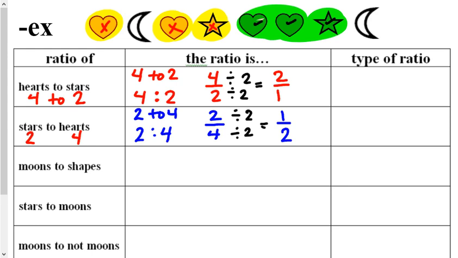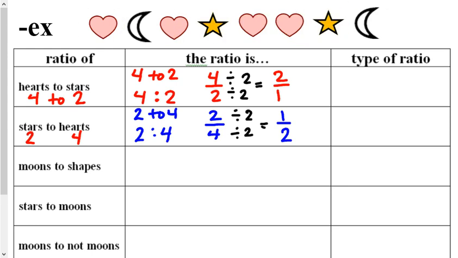Okay, let's talk about our next one that says the ratio of moons to shapes. So if I want to look at the ratio of moons to shapes, how many moons are there? Well, there are two moons. So when I look at this, I'm going to write that there are 2 moons. And how many shapes are there? There are actually 8 shapes. And I have to include the moons in that because the moons are shapes too. So that's going to include all of the shapes. It's going to include the hearts, the moons, and the stars. So there are 2 moons and there are 8 shapes.